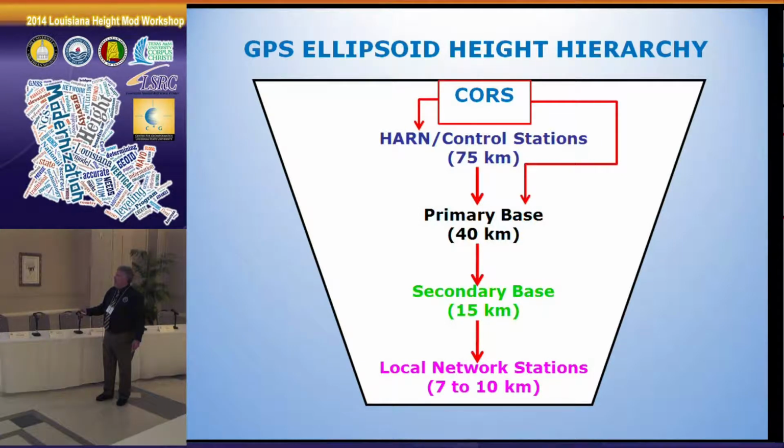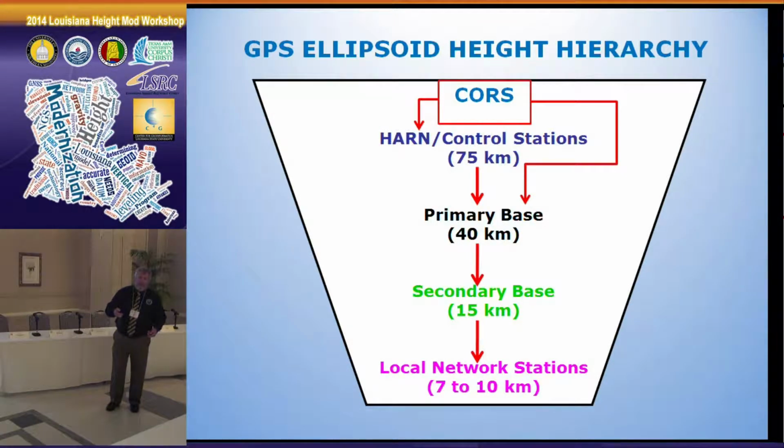If you have HARN 75 kilometers apart, you're done. Your primary base stations, you're talking about 40 kilometers apart. That's a long way, 24 miles. Then you go down to secondary base if you need it, 15 kilometers apart or 9 miles apart. Then you go down to your local network where you really want to be to begin with. You want to have no more than 10 kilometers between them, and you want to average 7 kilometers between them. So you're going to have some close, some no more than 10. That's what you're trying to do. Start out with the best, work down in steps, if you have to, to the local.